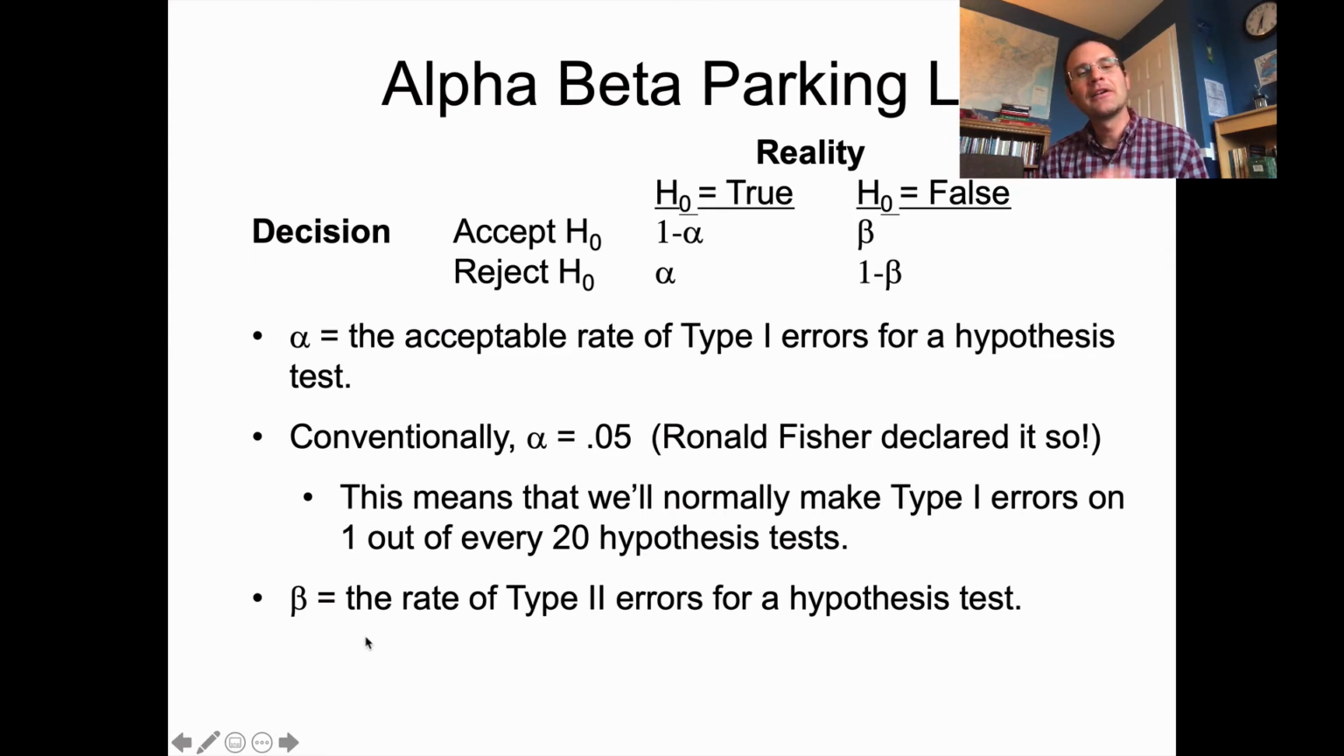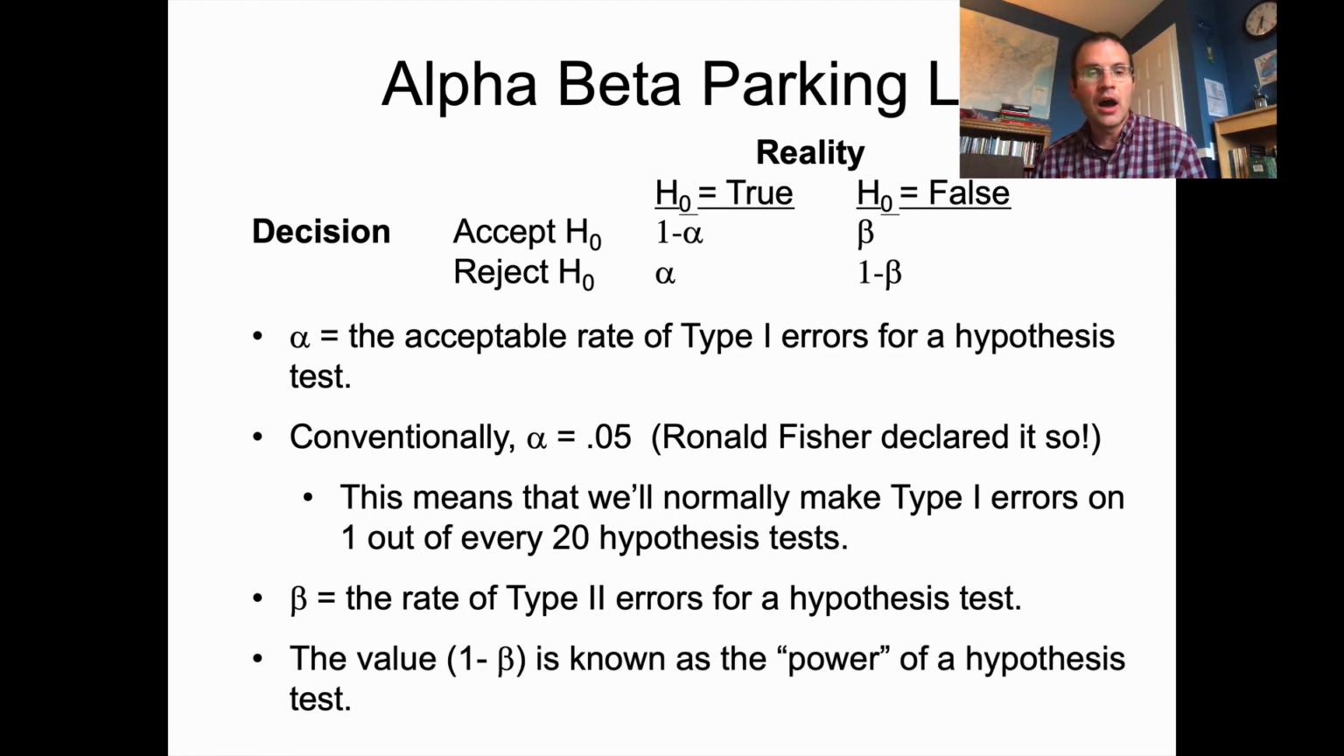The beta variable represents the rate of type 2 errors for a hypothesis test. Yeah, and so that one's up here. That's where the null hypothesis is false. So something's going on, we just miss it. And then how often are we willing to make type 2 errors? That depends as well on how often we get these correct rejections, which is 1 minus beta. And that quantity is known as the power of a hypothesis test.